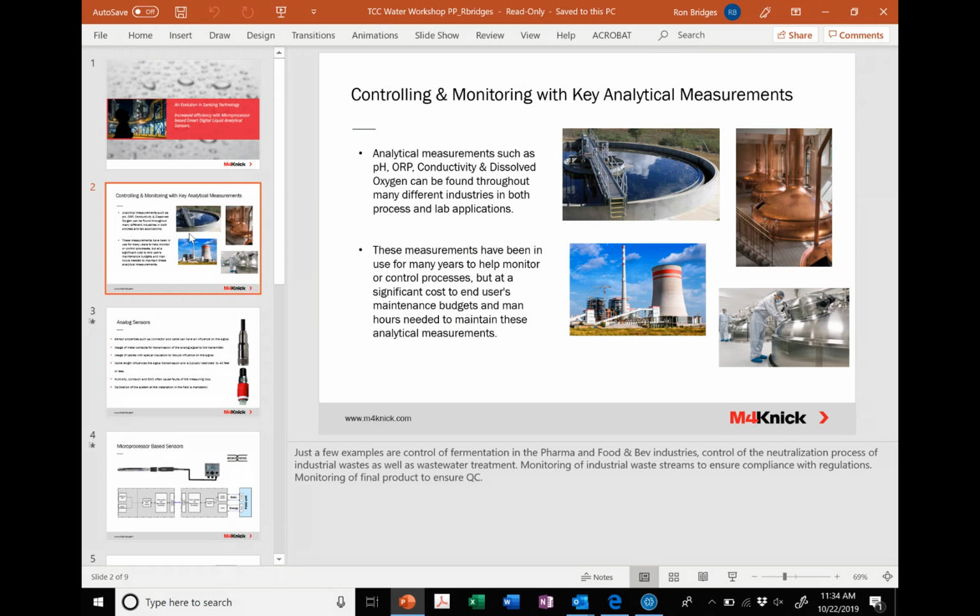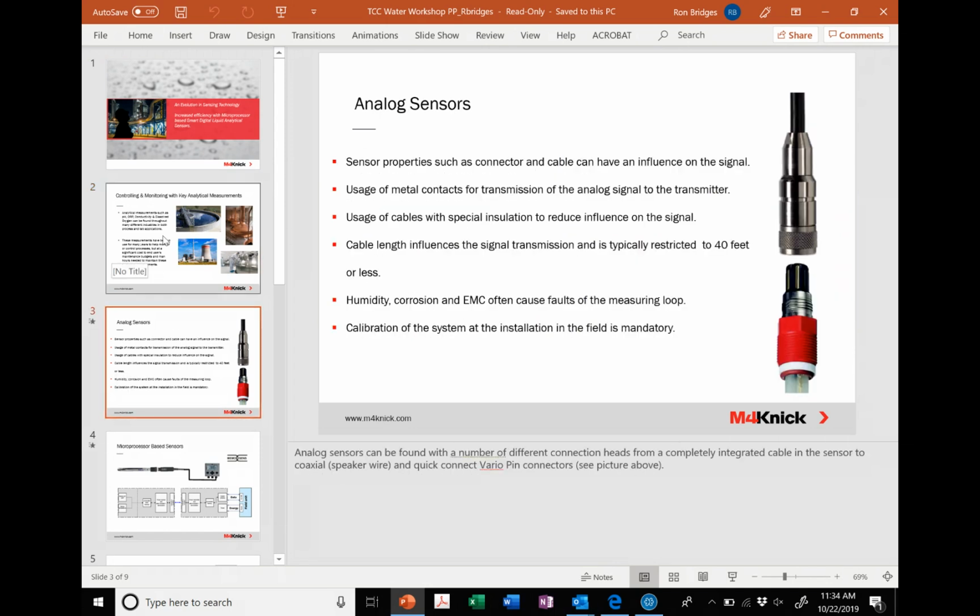There are a number of reasons why that is, and we're going to talk a little bit about some of the limitations of what is considered the current technology as it stands today. We typically refer to that current technology as analog technology, and we're not talking about the output from the transmitter, but the signal between the electrode and the transmitter itself.